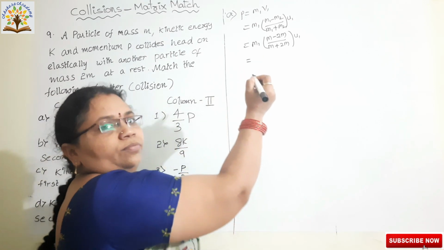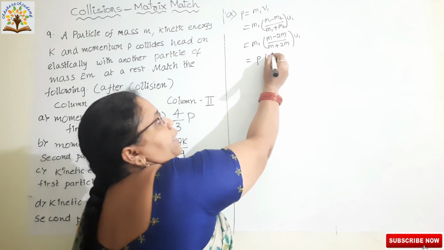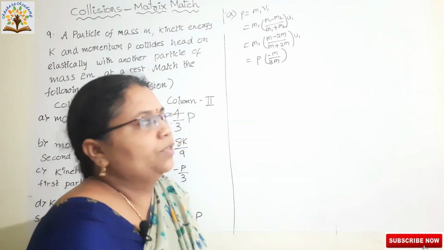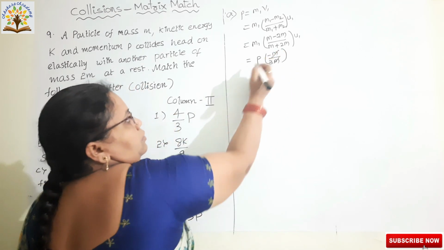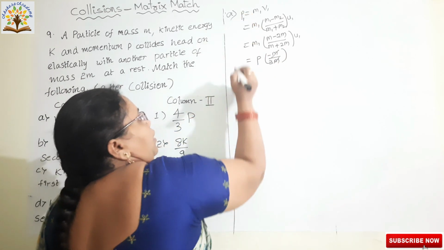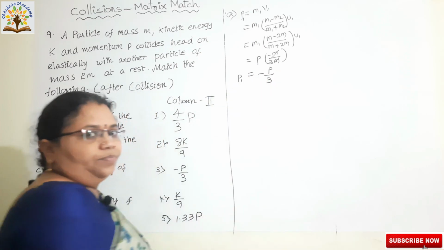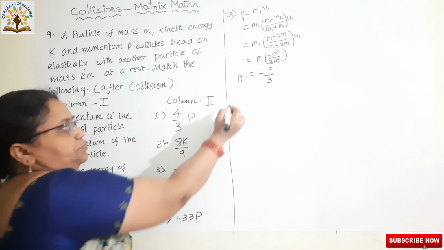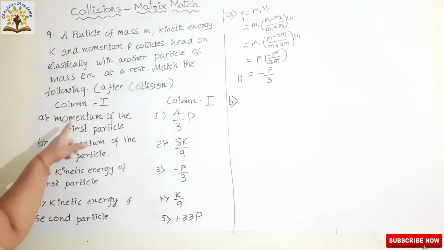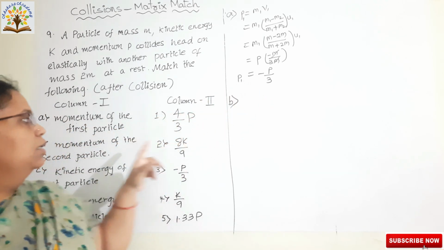So p into minus m by 3m. The m cancels. The momentum of the first particle p1 is equal to minus p by 3. Next, the momentum of the first particle p1 is equal to minus p by 3.